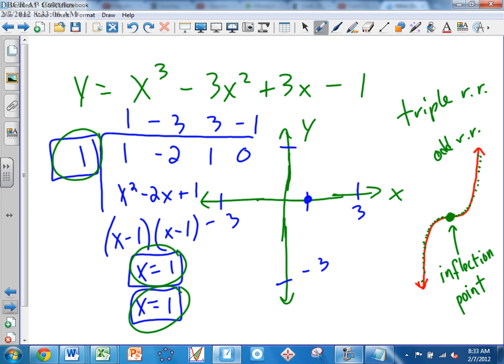So if you have, for example, the root 2 five different times, you have an inflection point. If you have the root 7 nine times, or an odd amount of times, you'll have an inflection point at 7. So our generalization is that an odd amount of repeated roots yields an inflection point. Now, in order to graph this, all you want to do is this.